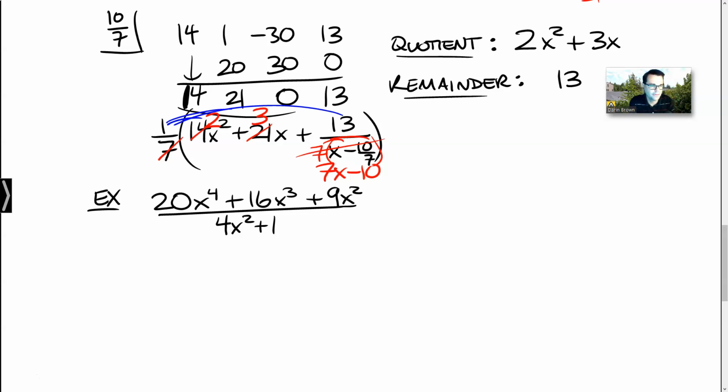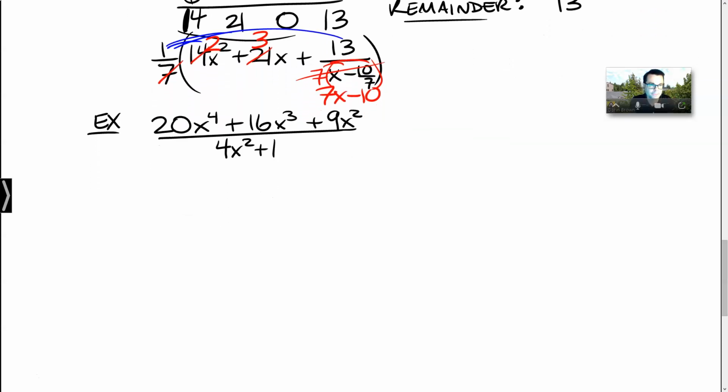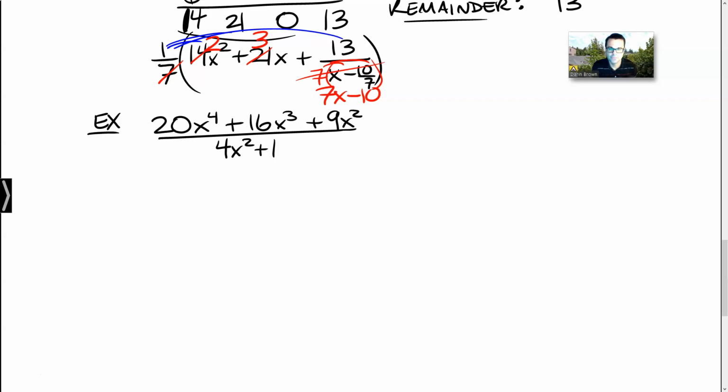So let's set this up. We're going to go 4x squared plus 1 goes into this. Now there's two things to be aware of. You could be missing terms in the dividend or the divisor. It's more important if you're missing them in the dividend that you're really careful. You have to be careful for both of them. But if you have missing terms in the dividend, you really should put the 0 terms.